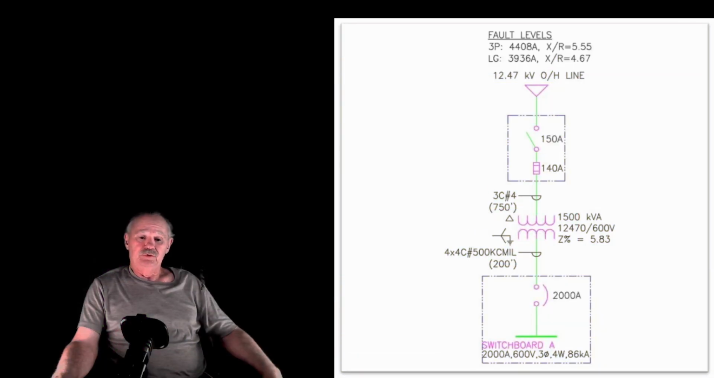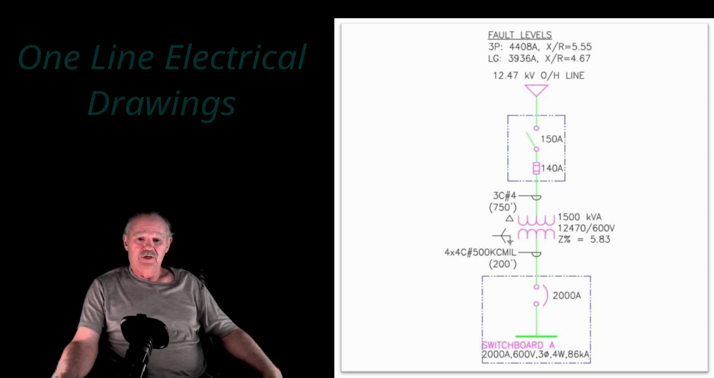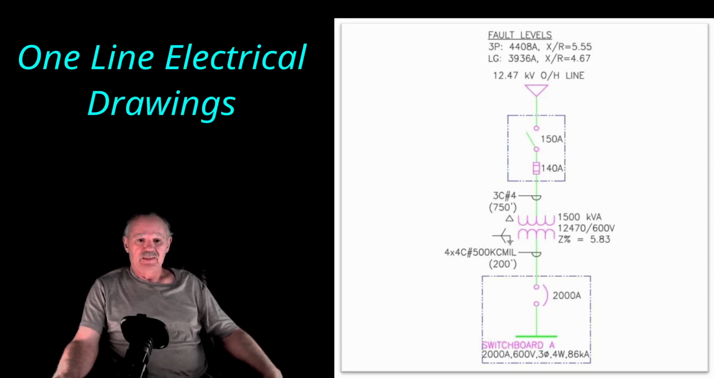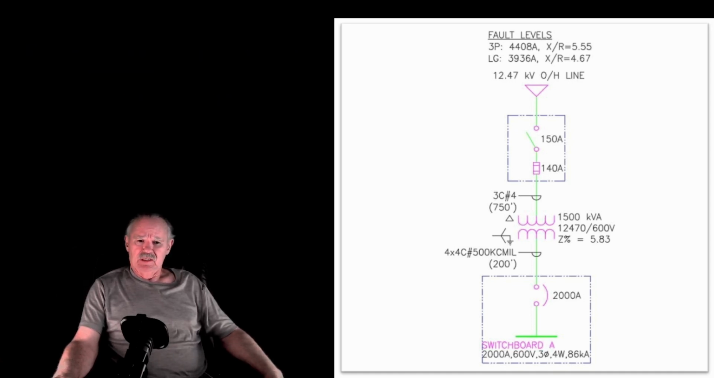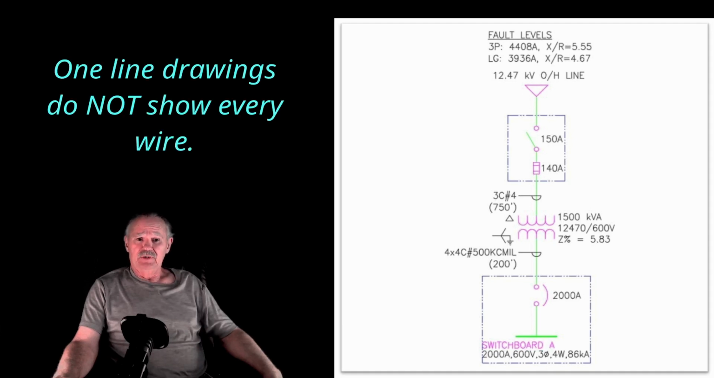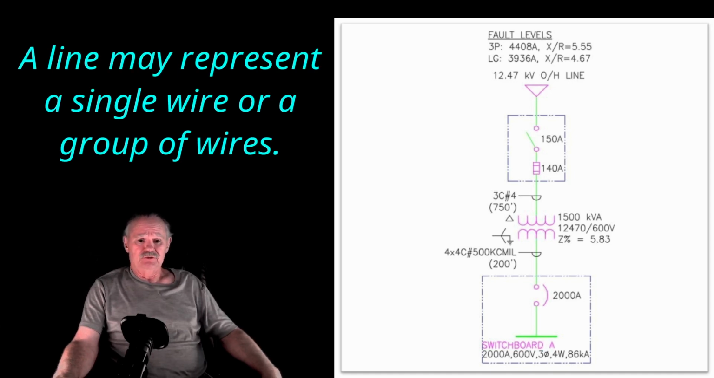Alright, you've been introduced to the pictorial. Now we're going to take a look at the one-line drawing. This is a one-line drawing you see beside me, and there is a lot of information. The one thing that it does not show is each individual wire. It is a group of wires in each of those situations represented by the green line.